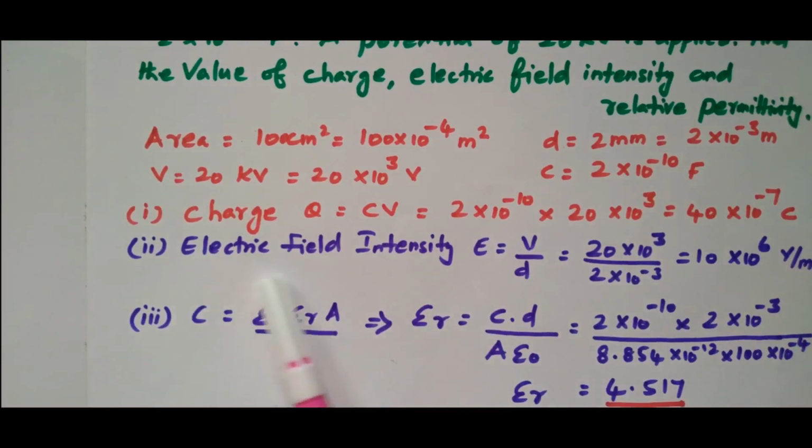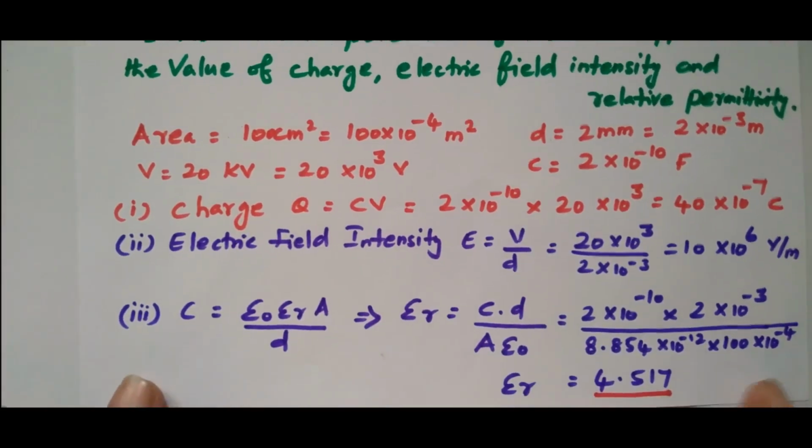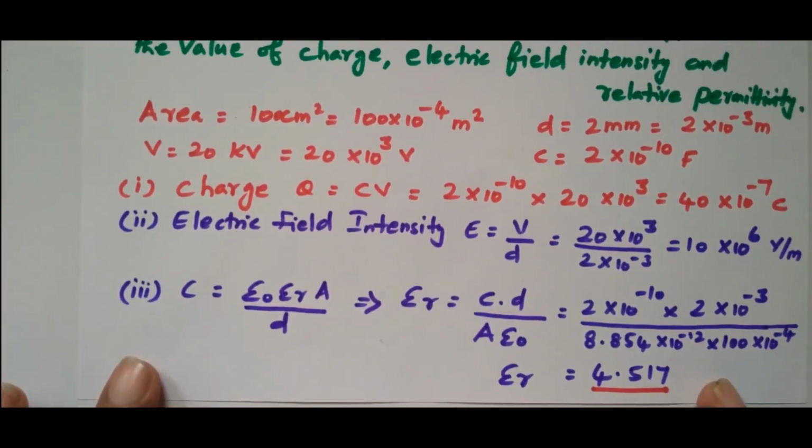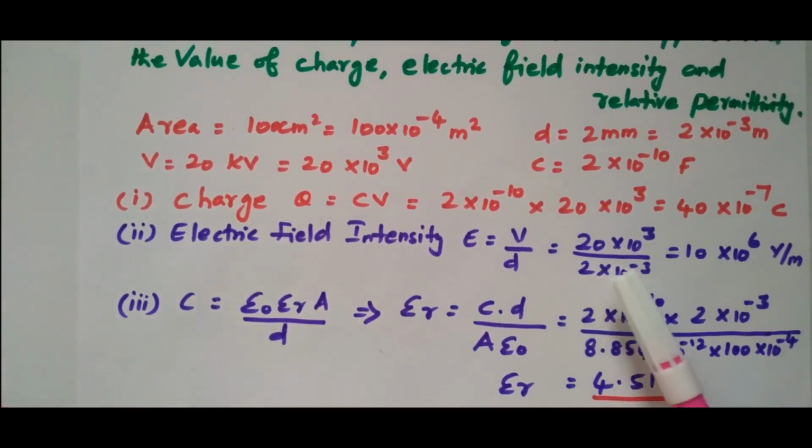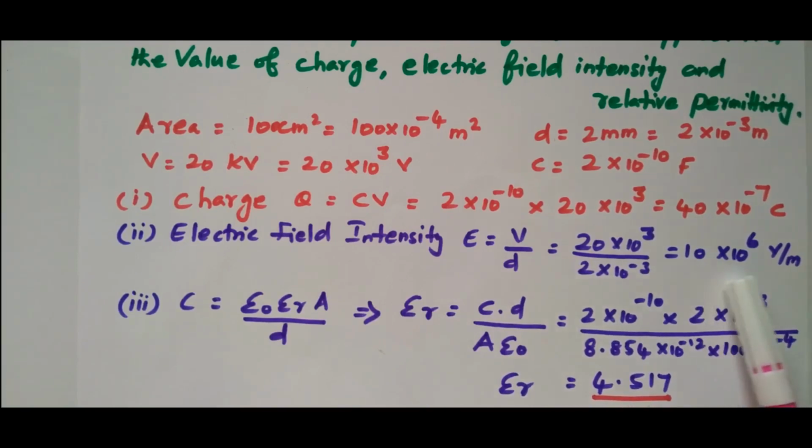Then we will find the electric field intensity, E equal to V by D. These two values are available, voltage and distance, so we can use this formula, V by D. So V equal to 20 kilovolt, 20 into 10 to the power 3, divided by the distance, which is 2 millimeter, 2 into 10 to the power minus 3, that is equal to 10 into 10 to the power 6 volt per meter. The electric field intensity will be 10 into 10 to the power 6 volt per meter.